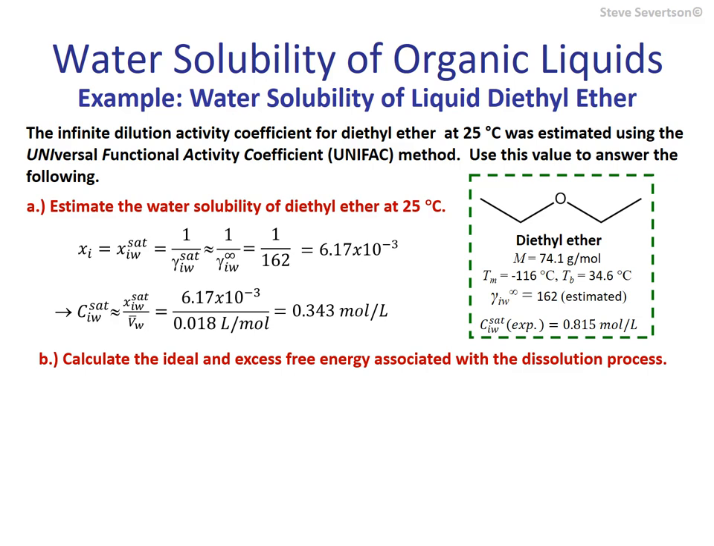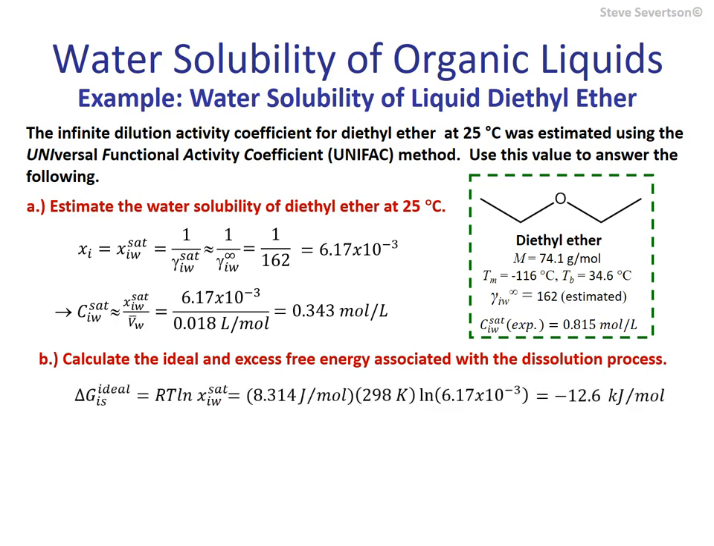For part B, to calculate the ideal energy contribution of dissolution, we use RT natural log of the mole fraction at saturation. This provides a value of negative 12.6 kilojoules per mole. Thus, the ideal free energy contribution is promoting dissolution.